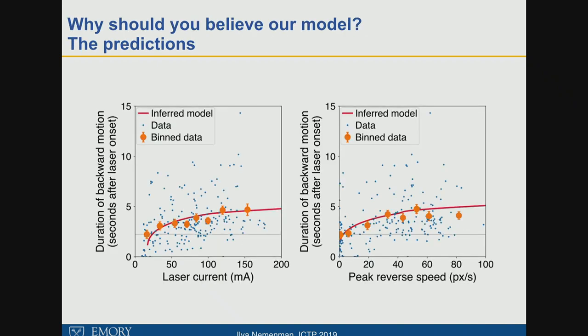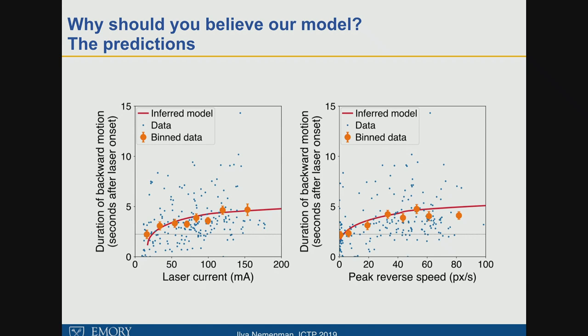Can we make predictions? Why should you believe our fits? In that data set, we only fitted the first two seconds of the activity after the worm is hit with the laser. And then after about 5 seconds, the worm usually stops, crosses over, as I already said, and goes forward. Our model doesn't know that this is what's going to happen. We do not use that data. We only use the first couple of seconds of behavior.